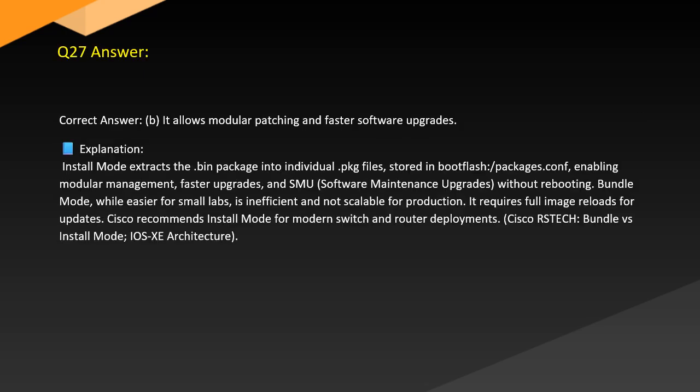Answer. Correct answer: B. It allows modular patching and faster software upgrades. Blue book explanation. Install mode extracts the bin package into individual PKG files stored in boot flash. Packages.conf enables modular management, faster upgrades, and smooth software maintenance upgrades without rebooting. Bundle mode, while easier for small labs, is inefficient and not scalable for production. It requires full image reloads for updates. Cisco recommends install mode for modern switch and router deployments. Cisco RSTECH, bundle versus install mode, IOS XE architecture.